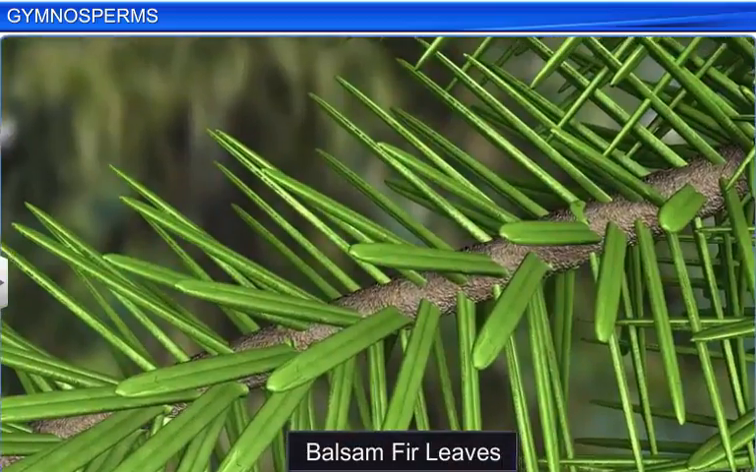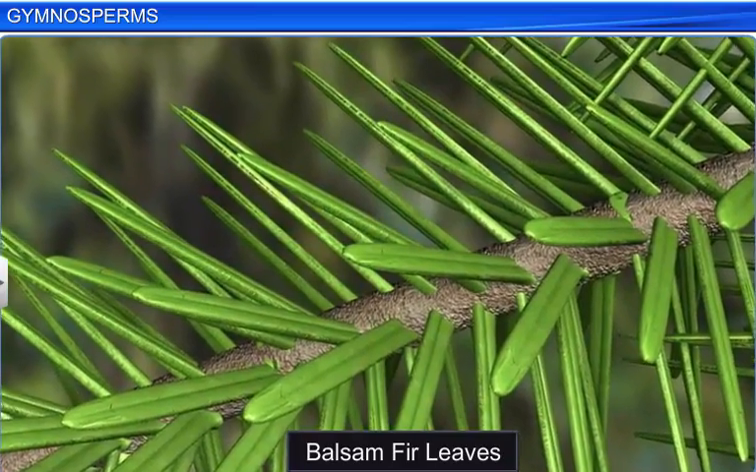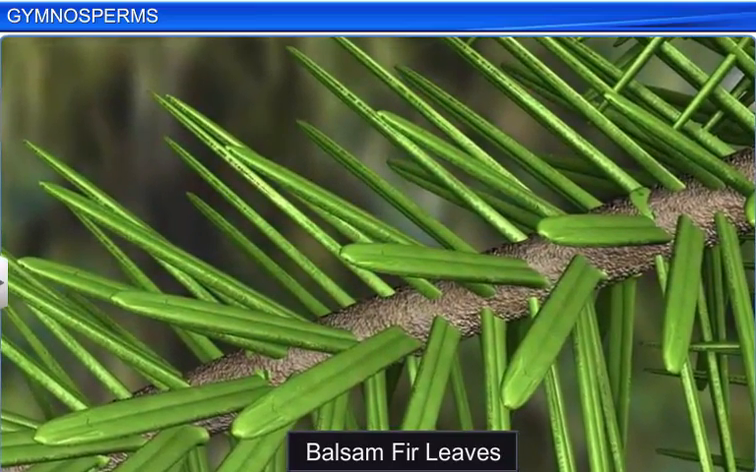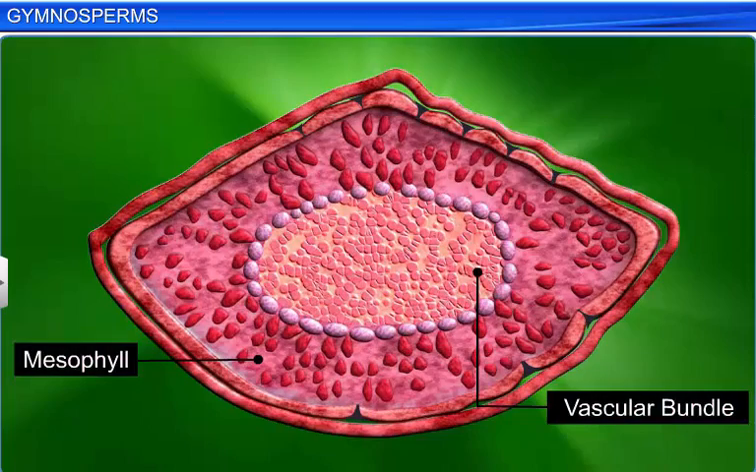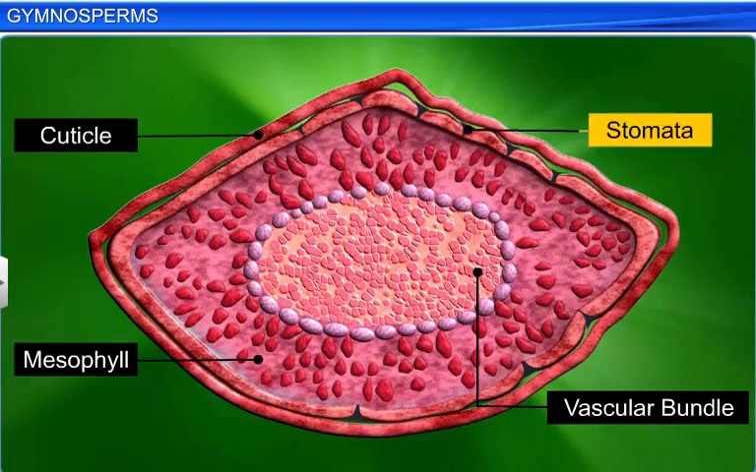Its needle-like leaves reduce the surface area, which in turn reduces loss of water due to transpiration. Even the thick cuticle and sunken stomata on the leaves reduce the rate of water loss.